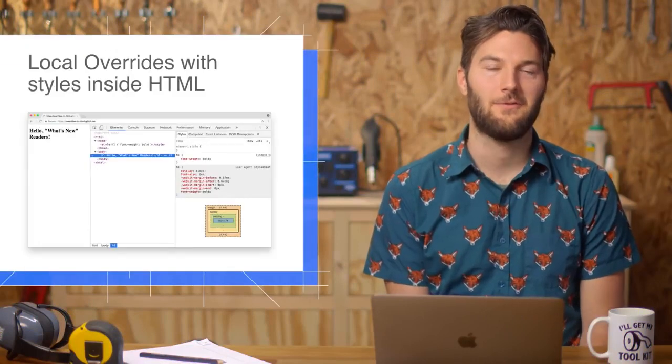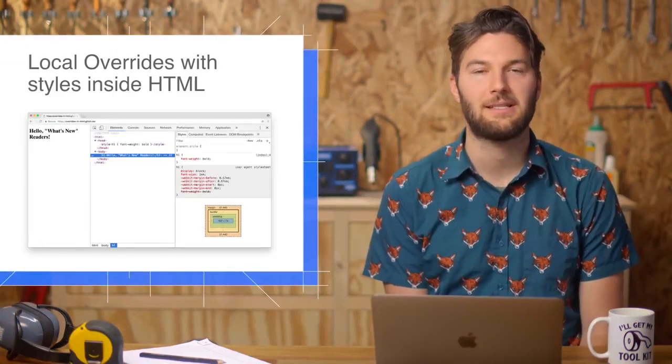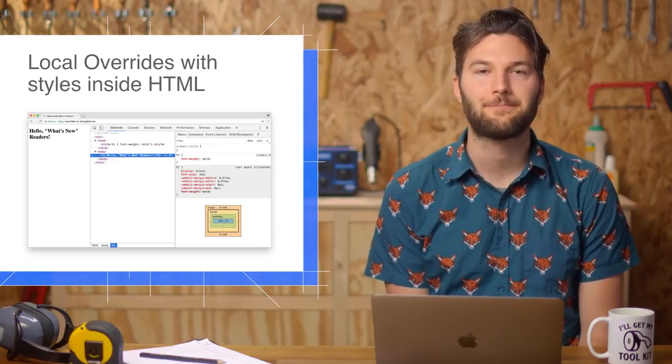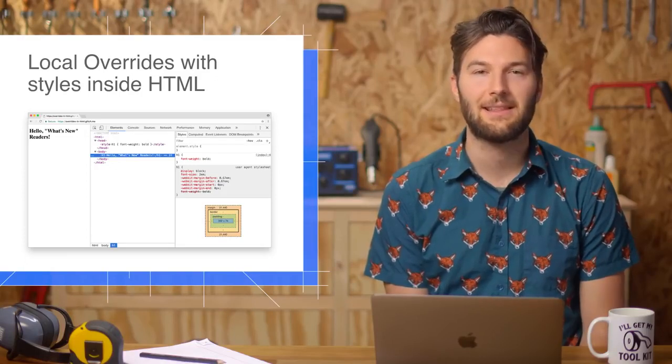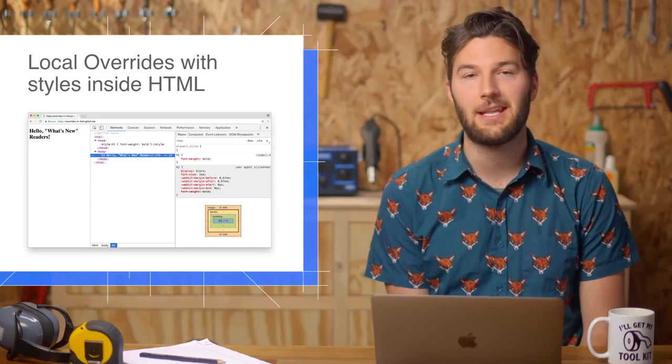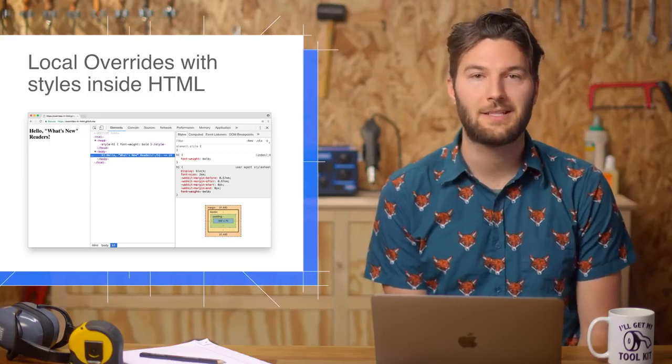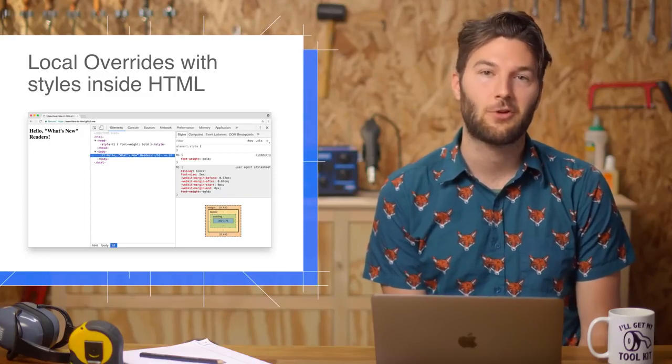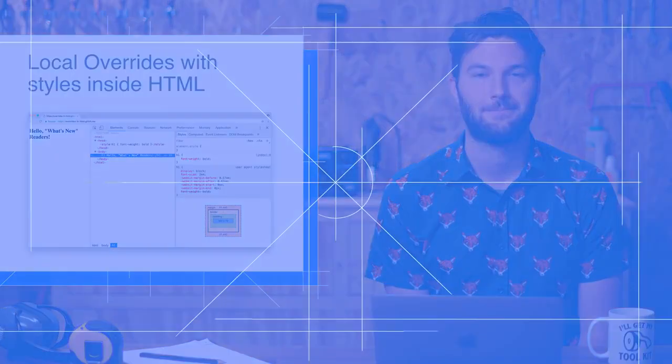In the last episode, when we announced the launch of local overrides, I mentioned that it had a limitation around CSS and HTML. If you had some CSS inlined in your HTML and made a change to that CSS, local overrides couldn't detect the change. In Chrome 66, that's fixed.